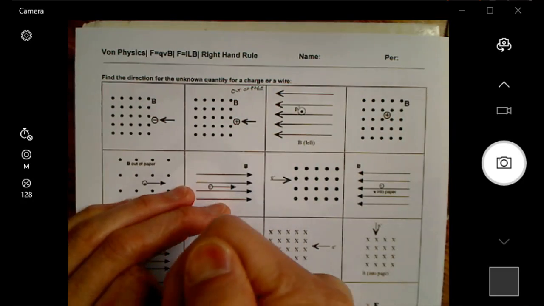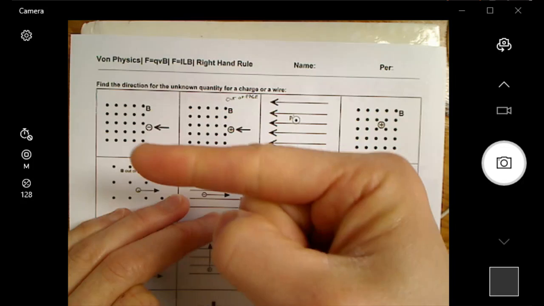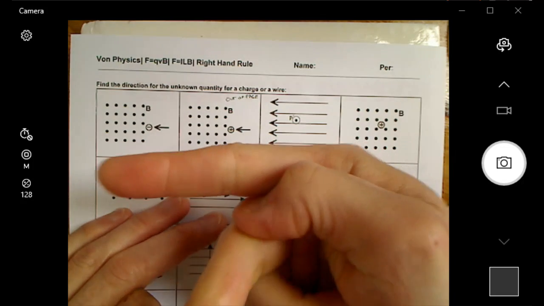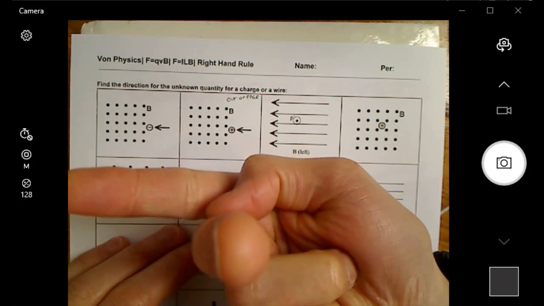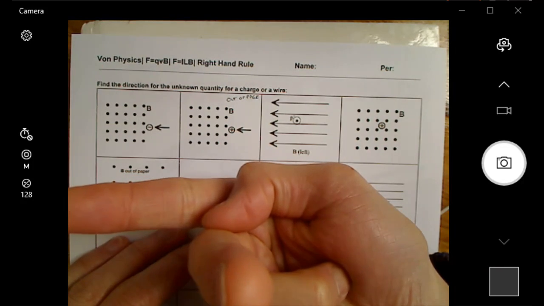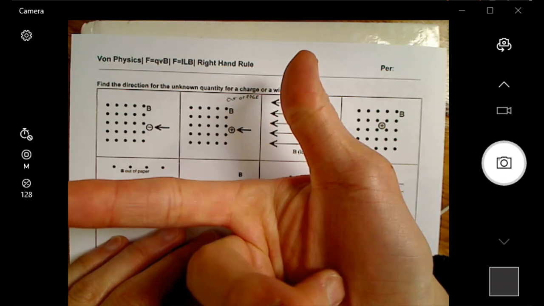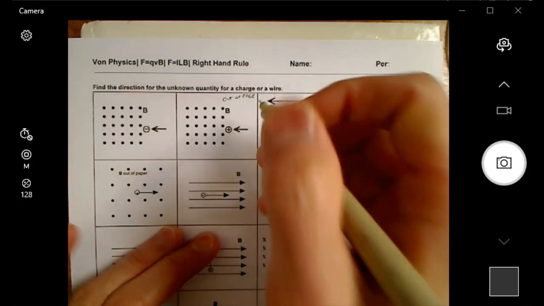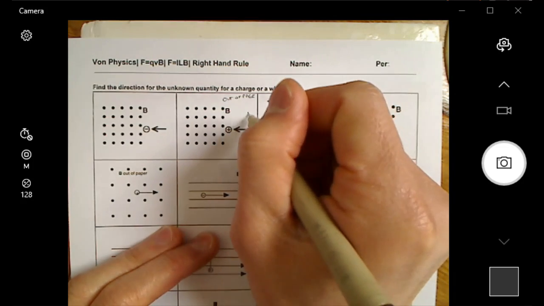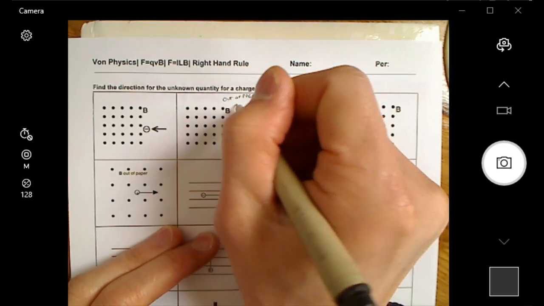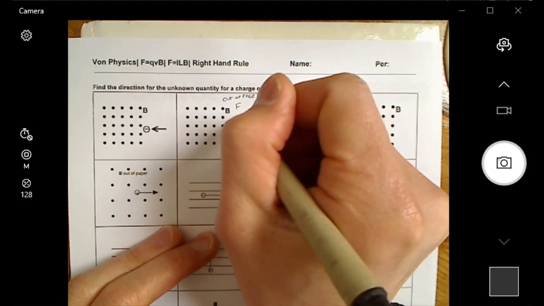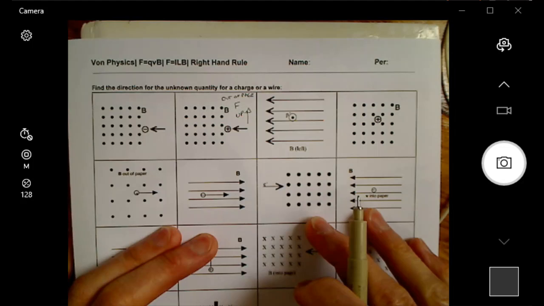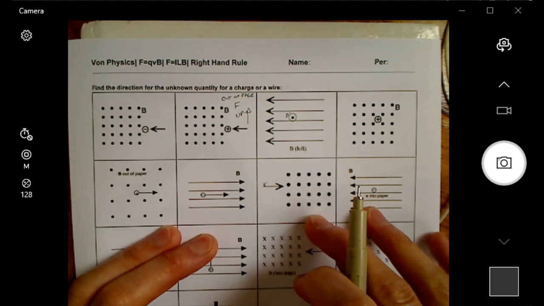Alright, so I have my index finger going to the left. That's the direction the charge is moving. My middle finger is going to rotate up out of the page this way, and my thumb now points in the up direction. So I would say in this one, the force being felt, F, is up. And this works for a positive charge.